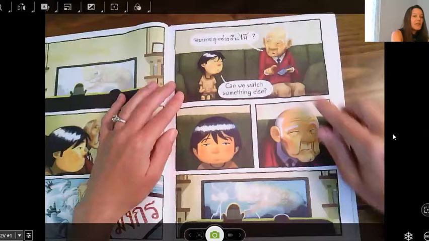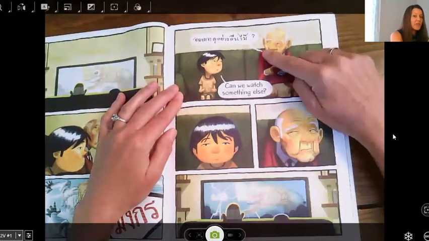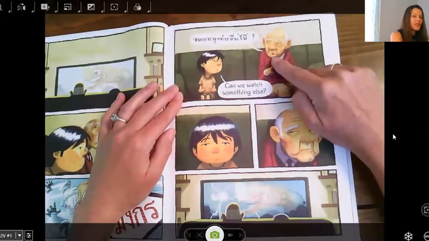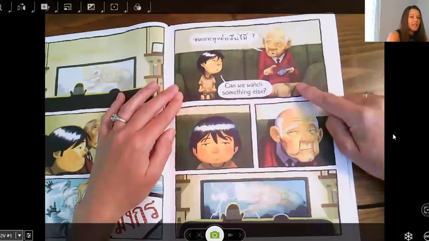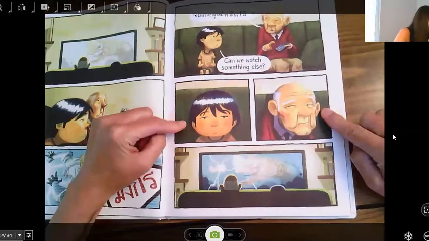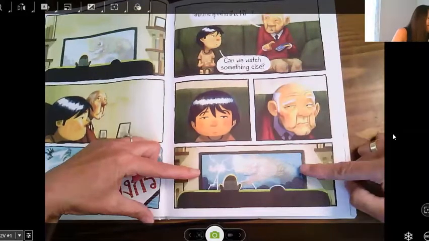The grandson says, "Can we watch something else?" And the grandfather in Thai is asking, "Do you want to watch something else?" But they're not understanding each other. They're both sitting there, like, what do we do? I guess they're continuing to watch the same movie that has the dragon in it.